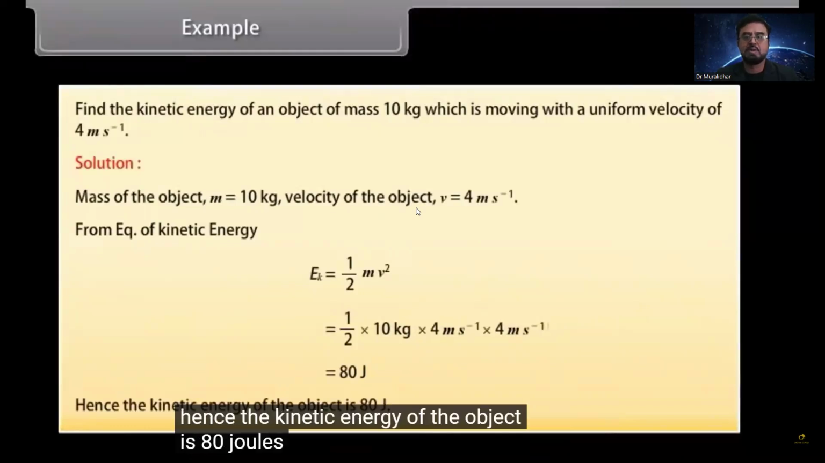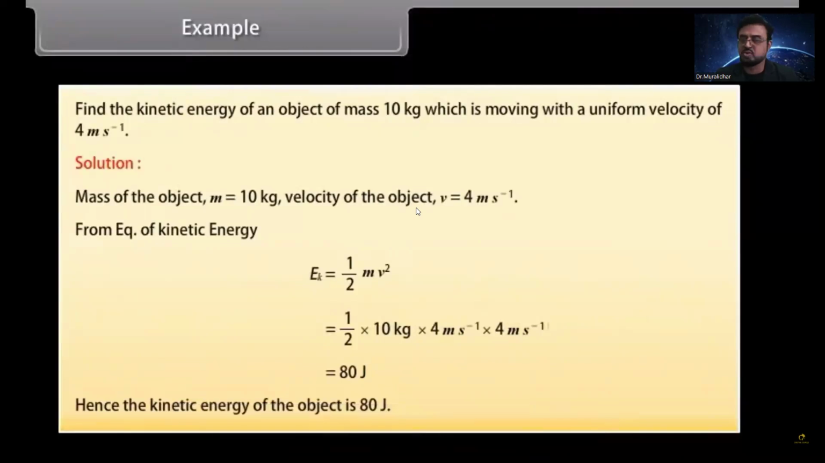Simple example. Simple calculation by using the formula half mv square. So everything is covered here. Potential energy.